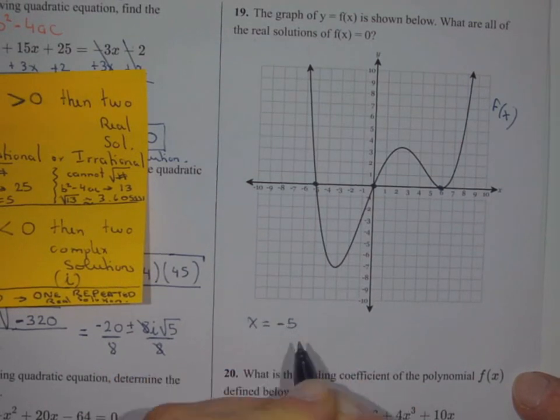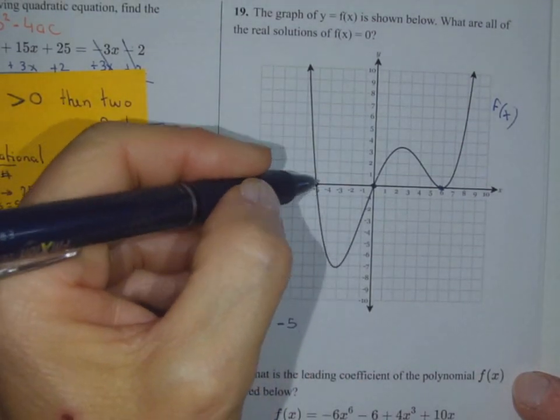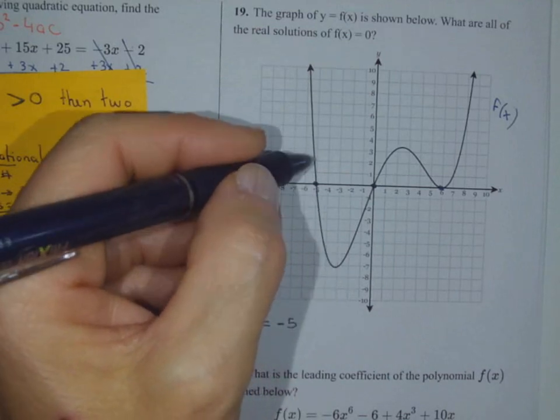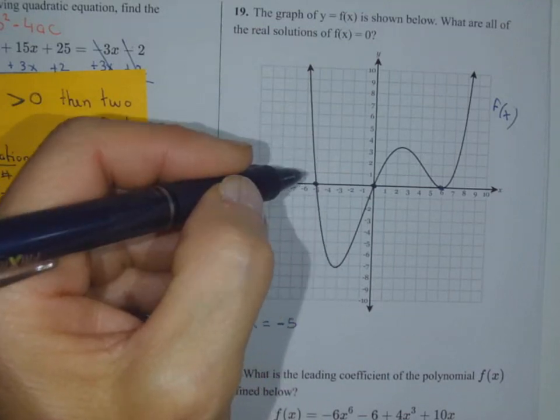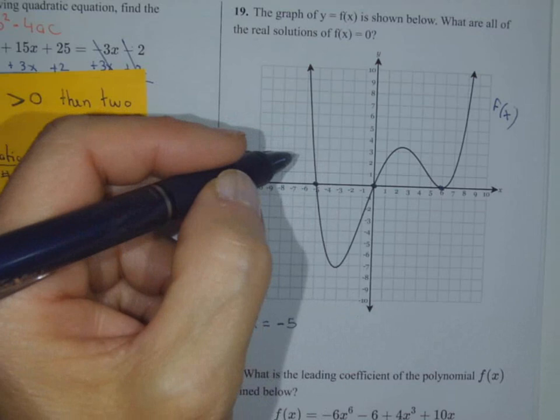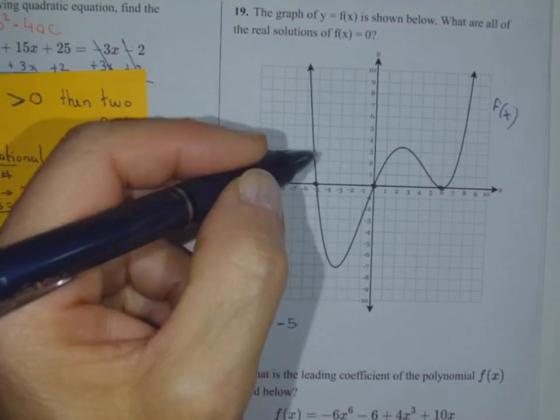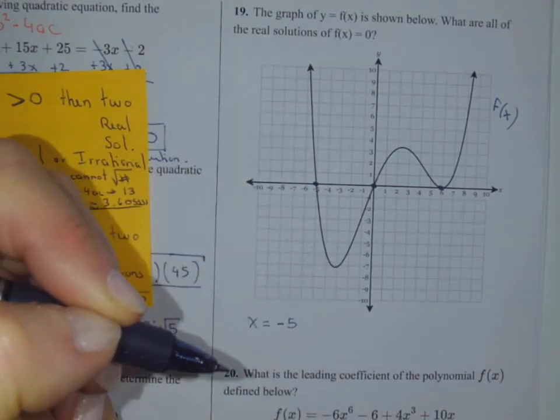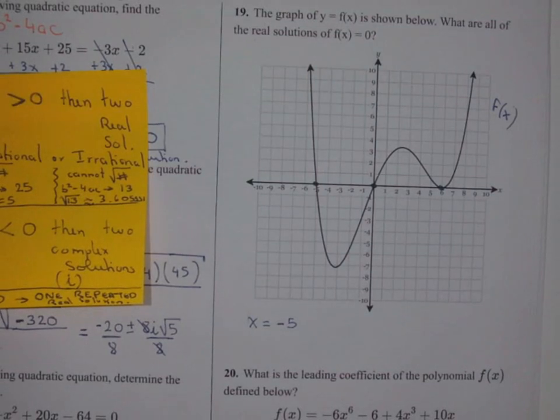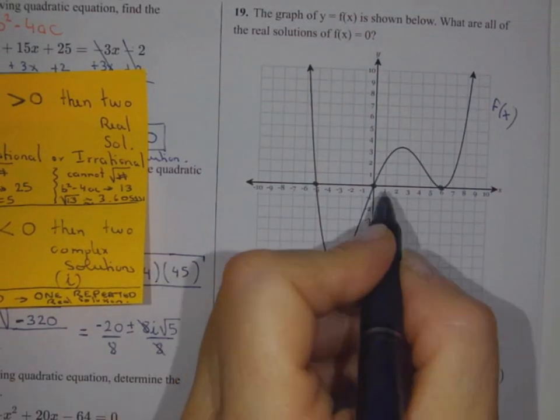This is one of my solutions. Notice how the graph, the function, the curve, just goes straight through it, right? It doesn't do any weird curving, U-shape, anything, just nicely straight through it. That's an indication to you that this is only one solution that you have there, x equals -5.